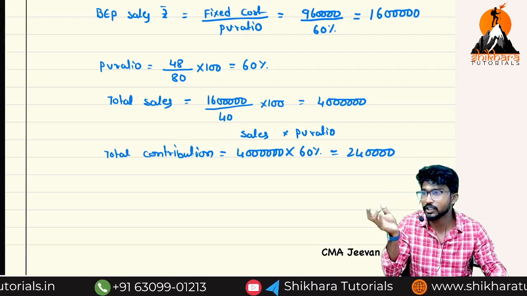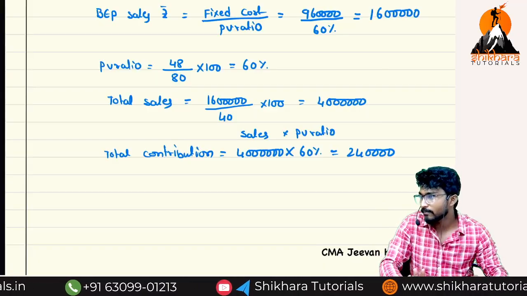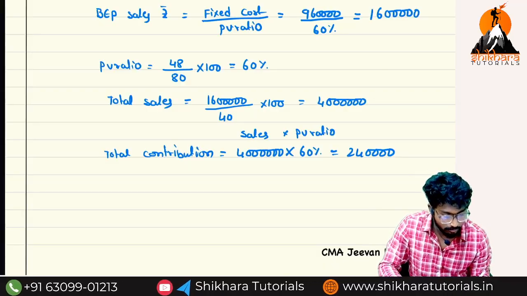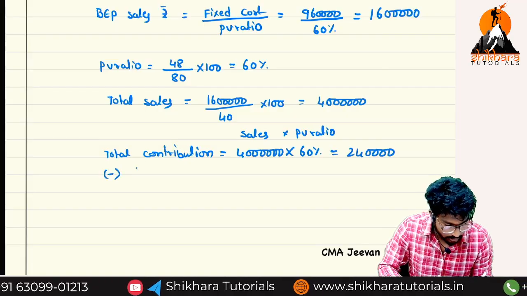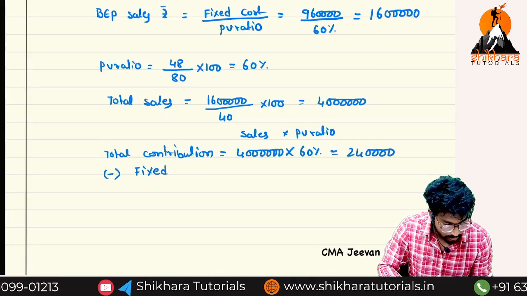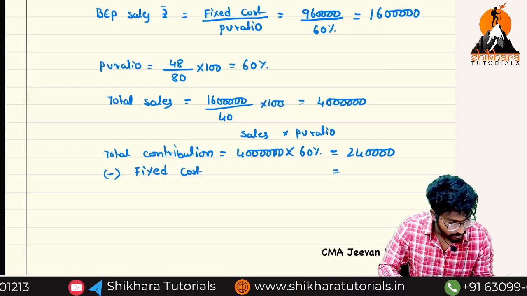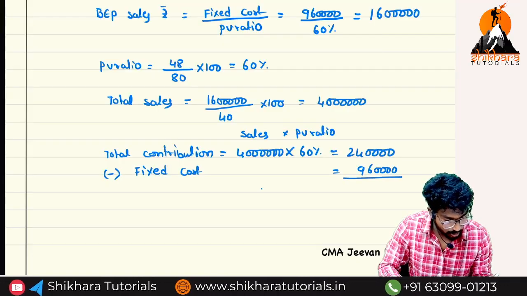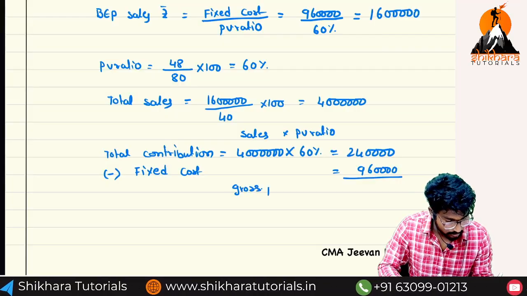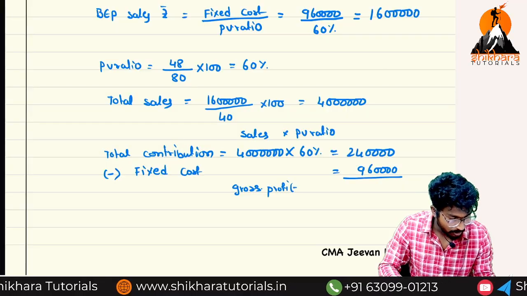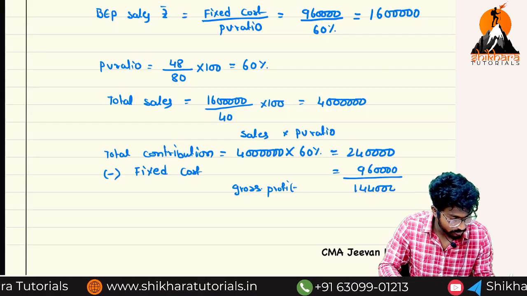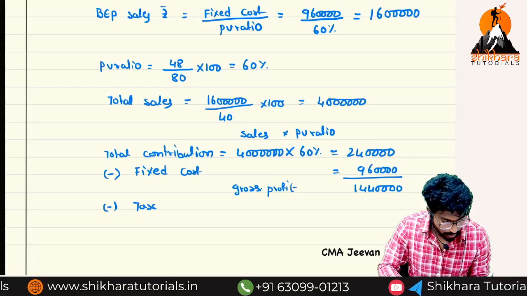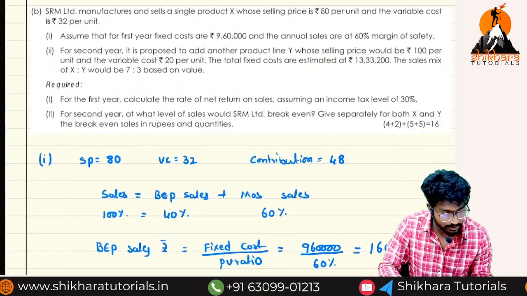Out of 40 lakhs, we have variable cost as well as we have contribution. Now what is the amount of contribution? 40 lakhs into PV ratio. That is 24 lakhs is our contribution. Now minus which cost? Fixed cost. How much? 9,60,000. Now gross profit. How much? 14,40,000 minus tax at the rate, how much percent, Nana? Tax percent 30%.